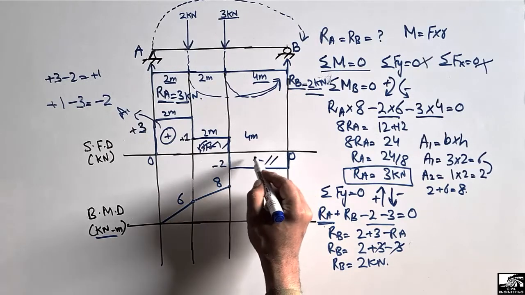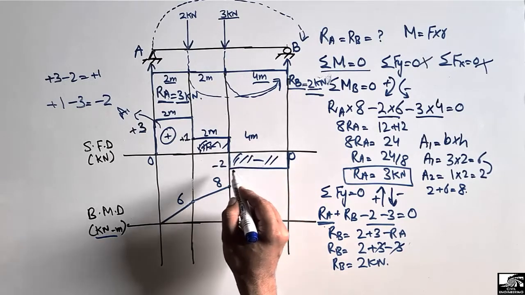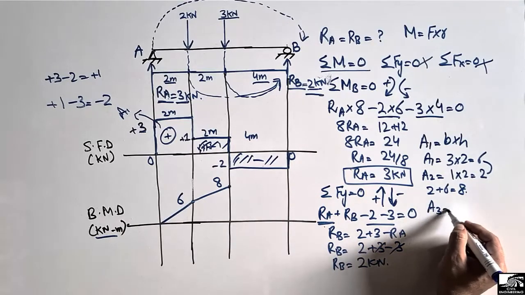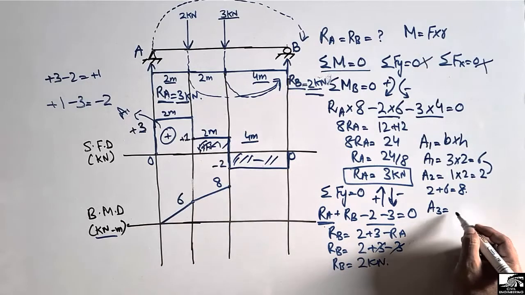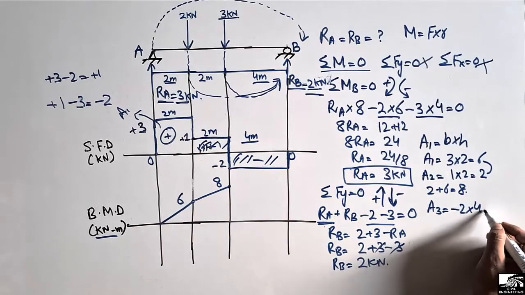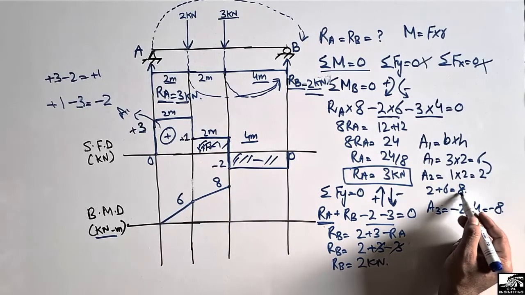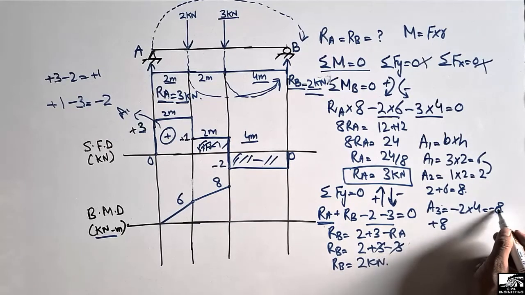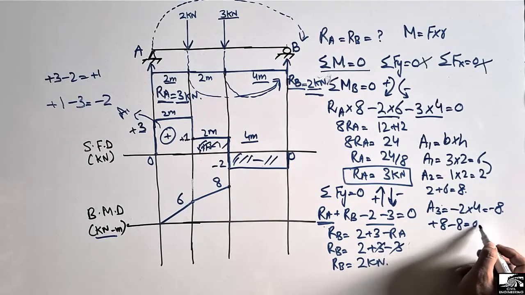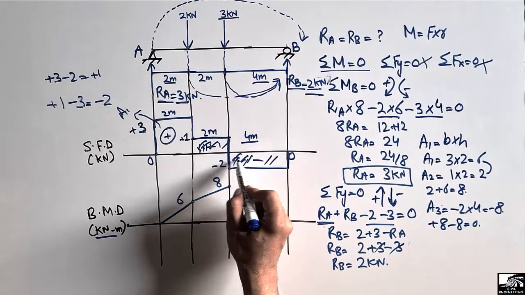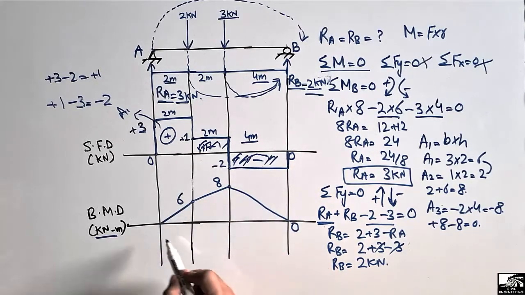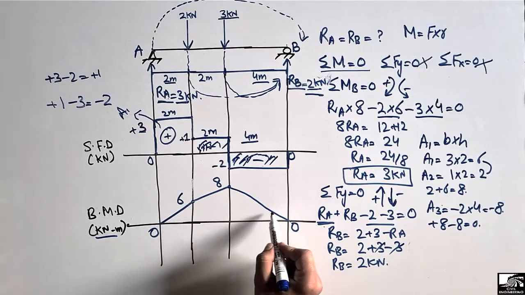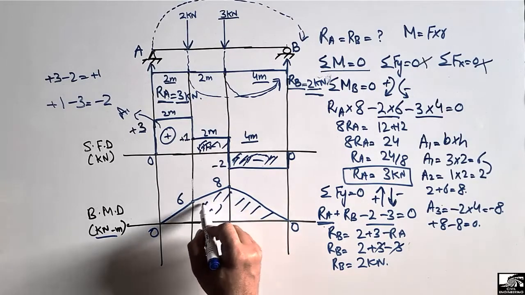Now the area of this box, which is acting in the downward direction, will be A3, and area is base into height. So height is minus 2 and base is 4 meter. So minus 2 into 4, we got minus 8. Now this was plus 8, and now we got minus 8, so we got 0. So it means this negative brings the bending moment value to 0 at this point. So this is the bending moment diagram for this beam.